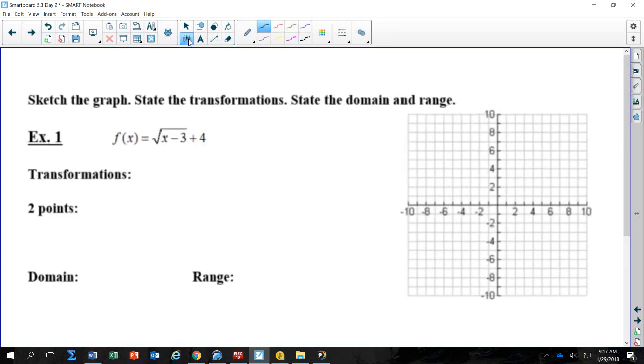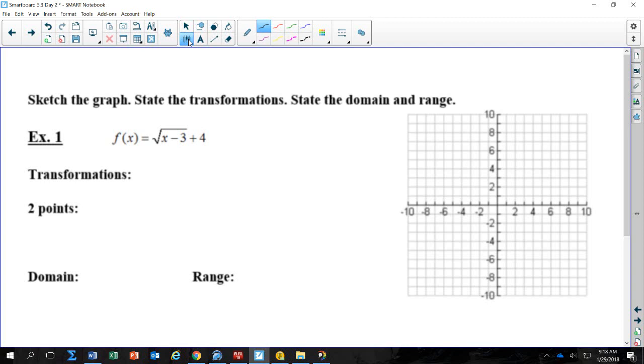All right, here's my first example. We're going to list the transformations, identify 2 points, and then write the domain and range. Notice that your homework or classwork, you'll get to work on this in class, is very similar. See how it has 2 points, colon, domain, colon, range, colon. Everyone see that on their homework?